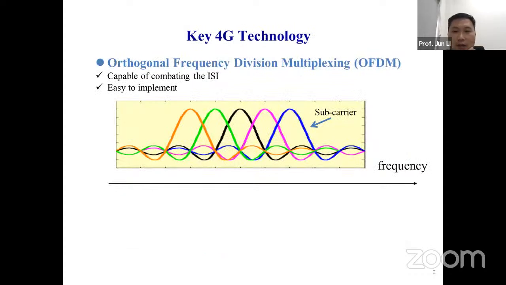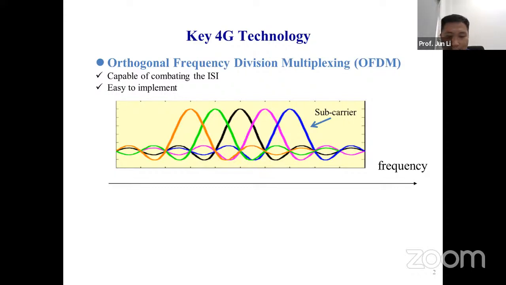First, I will introduce 2 technologies in the 4G systems. The first one is OFDM. I think everyone is quite familiar with this topic. In the OFDM system, the first advantage is combating ISI, inter-symbol interference. And the second one is that OFDM is very easy to implement. As we can see from this figure, all of the subcarriers are orthogonal in the OFDM system. This is quite important to maintain the benefits.